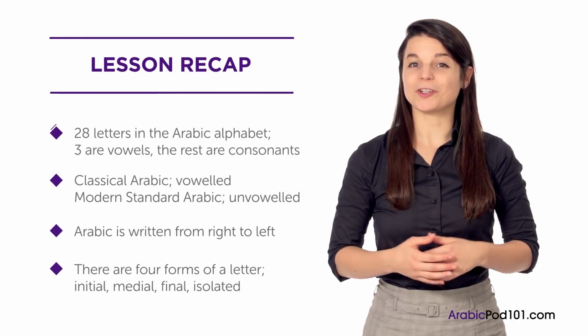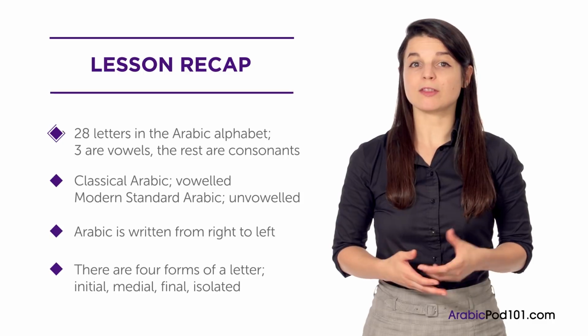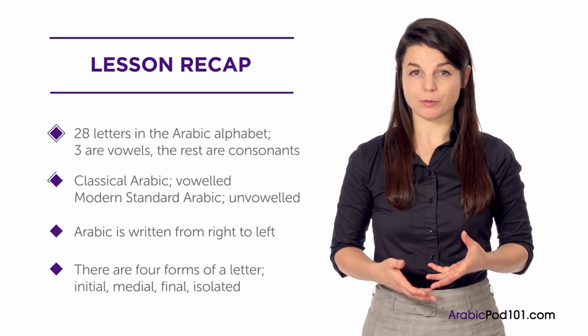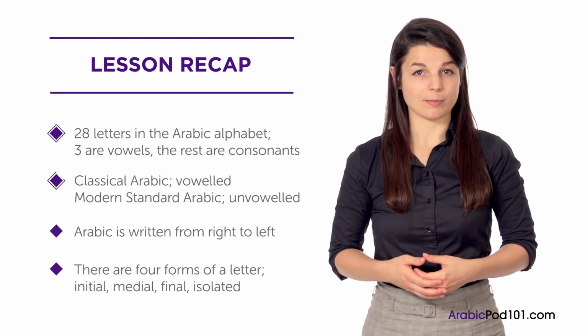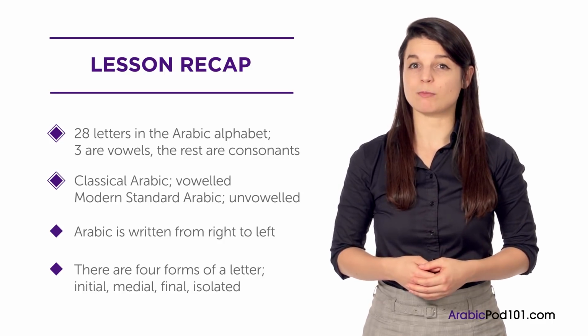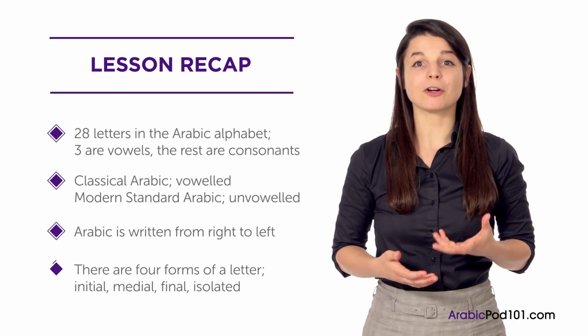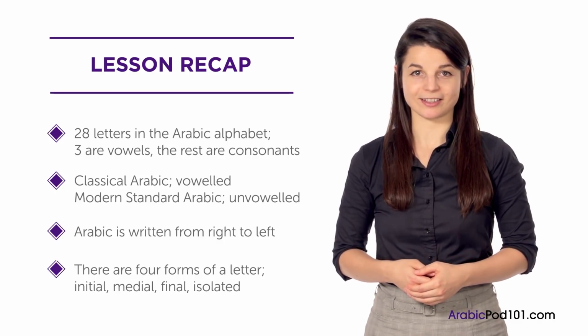Now let's end this lesson by recapping what we've learned. In this lesson, you learned that there are 28 letters in the Arabic alphabet. 3 of them are vowels and the rest are consonants. Texts using classical Arabic are voweled, but more commonly, everyday Arabic is written using modern standard Arabic, which nearly always has them omitted. You also learned that Arabic is written from right to left, and that there are 4 forms of a letter: the initial, medial, final, and isolated.